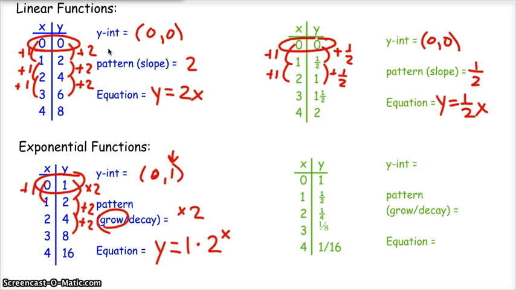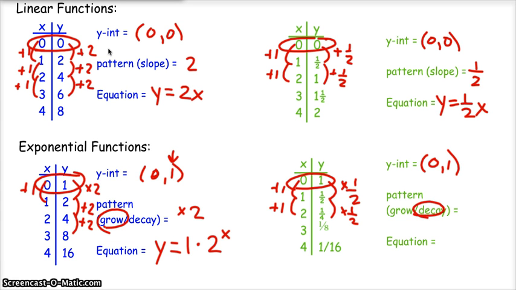In our second table, my y-intercept is at 0, 1, and I can see the pattern is now multiplying by 1/2 as the x values increase by 1. Because it's multiplying by 1/2, this is going to be a decay. Our amount will be getting smaller. So the equation would be y equals, again, my y-intercept of 1 times 1/2 to the x power.